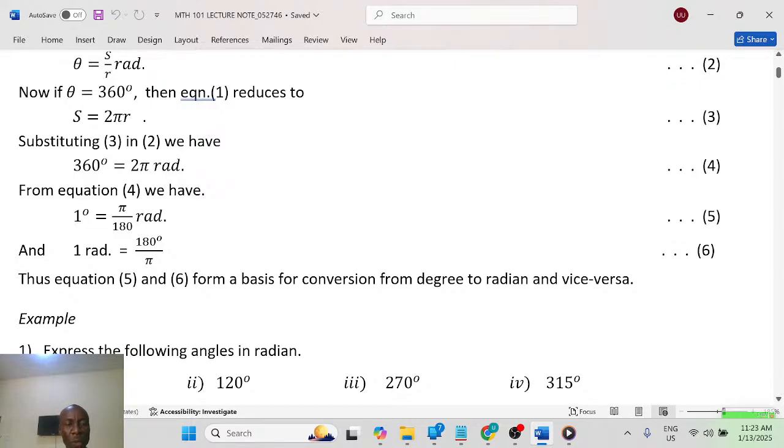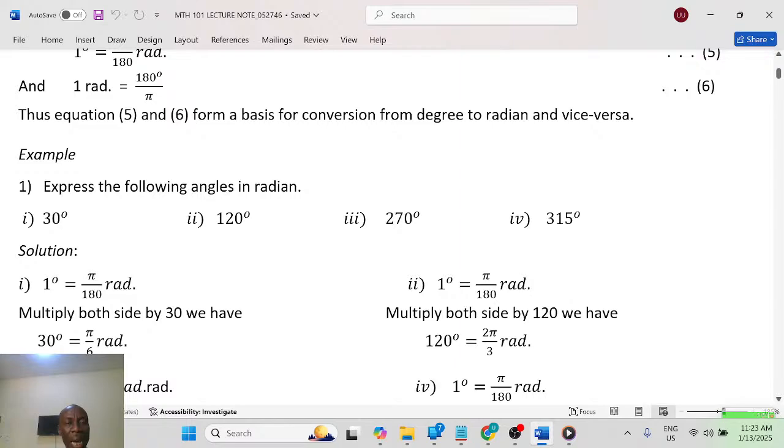In the first example we looked at last week, we looked at how to convert angles from degrees to radians. In example 1, we are asked to convert 30 degrees, 120 degrees, 270 degrees, 315 degrees to radians. As I have said, 1 degree is equal to pi over 180 radians. So to convert 30 degrees to radians, it is pi divided by 180 times 30. 30 divided by 30 gives 1, and 180 divided by 30 gives 6. So 30 degrees is equivalent to pi over 6 radians.